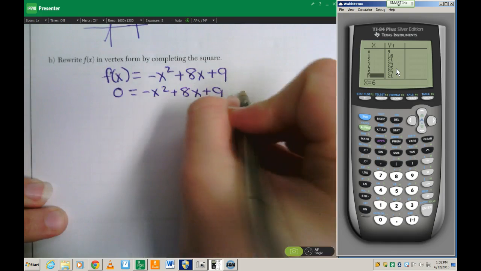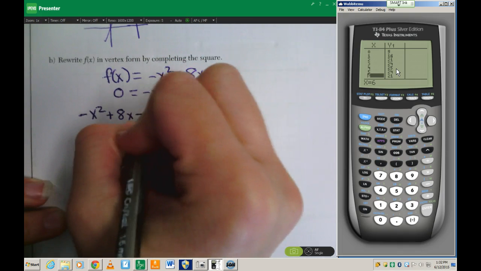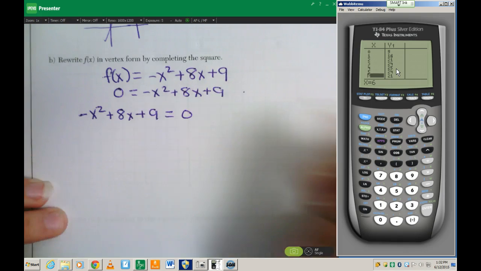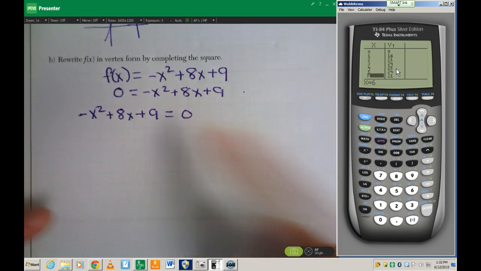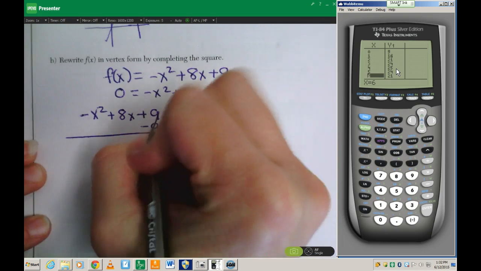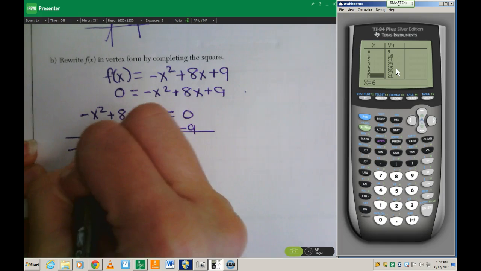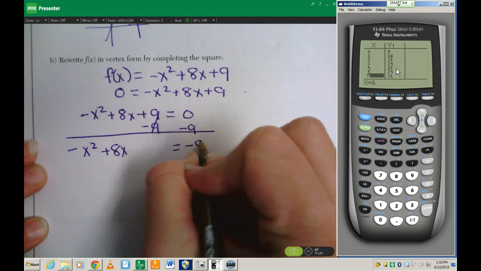Next, I like it with a 0 on this side, so I'm going to rewrite it one more time with a 0 on the right. Now we have to move this c term over. So I'm going to subtract 9. These cancel. I'm left with negative x squared plus 8x, space, equals negative 9.